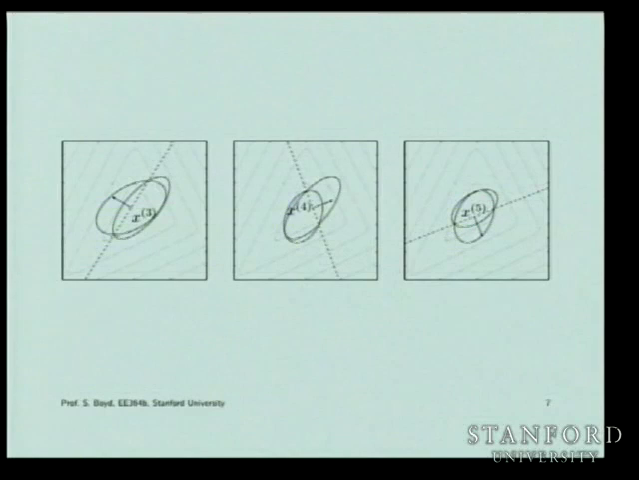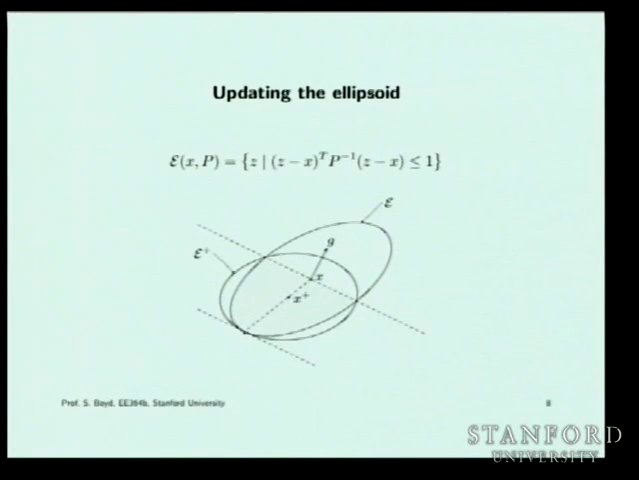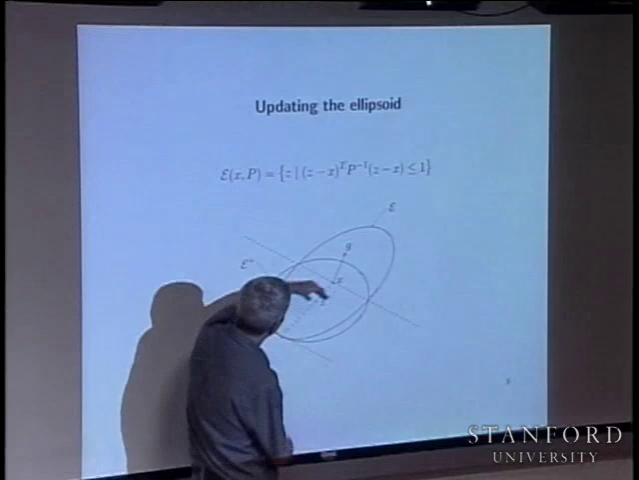So now let's talk about how you update an ellipsoid to cover half an ellipsoid. By the way, this is the formula for a neutral cut. So this is how you cover a half ellipsoid with a minimum volume ellipsoid. We also do deep cuts. In deep cuts, you have to ask how you cover a cap, not a half ellipsoid, but something where you cut a fraction off, by a minimum volume ellipsoid. There's a formula for that.